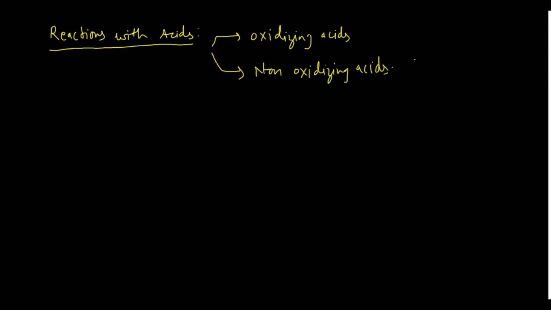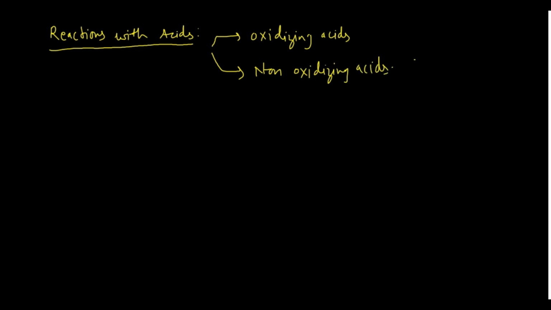Okay, so generally these alkali metals replace hydrogen from the oxidizing acids. So this is my next property, that means the reaction with the acids. And you know the acids are of two types. First is the oxidizing acids, and second is the non-oxidizing acids, non-oxidizing, right? These two kinds of acids are there.